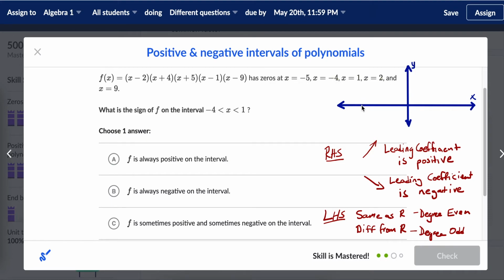So let's put -5 down here. This is -5. This is going to be -4. This is going to be roughly 1 and roughly 2, right? I'm not too concerned about exactly where they are, so long as I've got them there, right? So we've got zeros at -5, -4, 1, 2, and we've got one at 9 as well. We've got our scale kind of wrong, but let's put it up here. The scale's wrong, but it'll still work. And we're specifically looking at the interval -4 to 1. So we're looking right here.